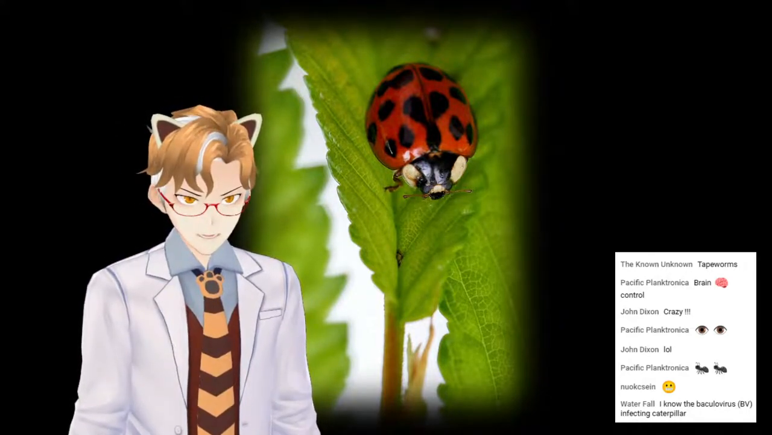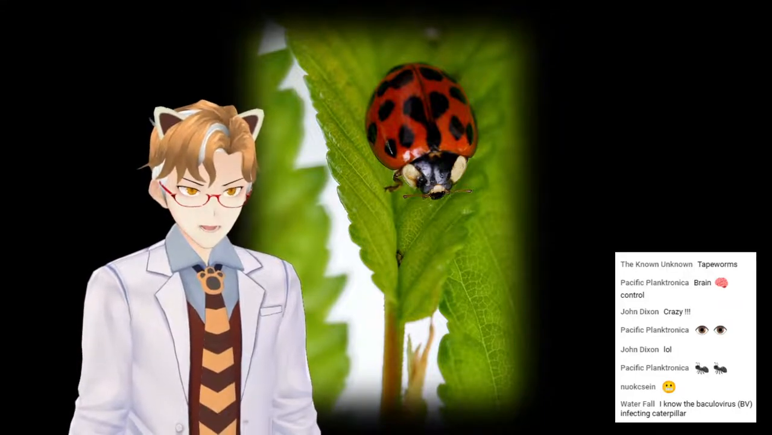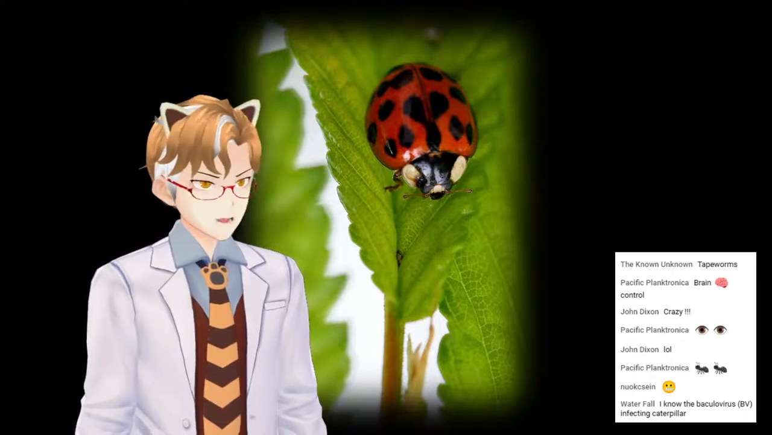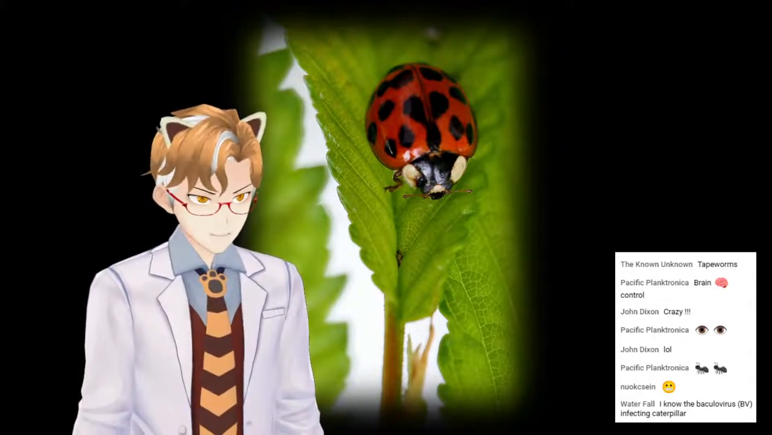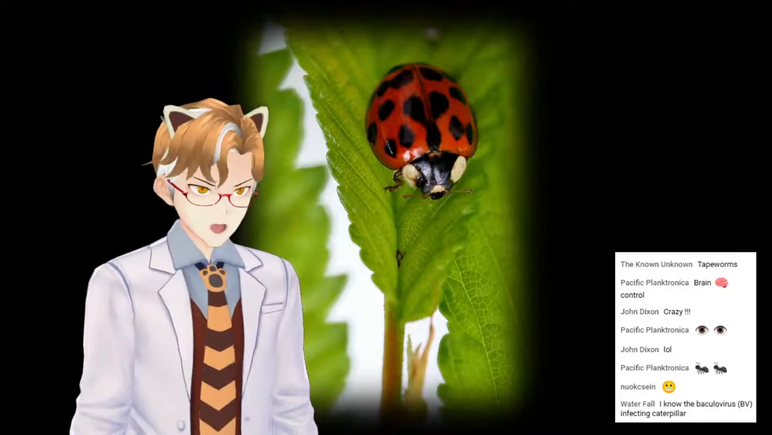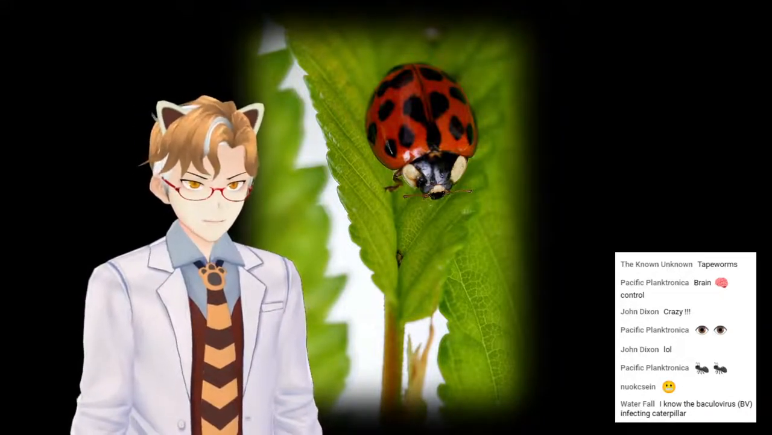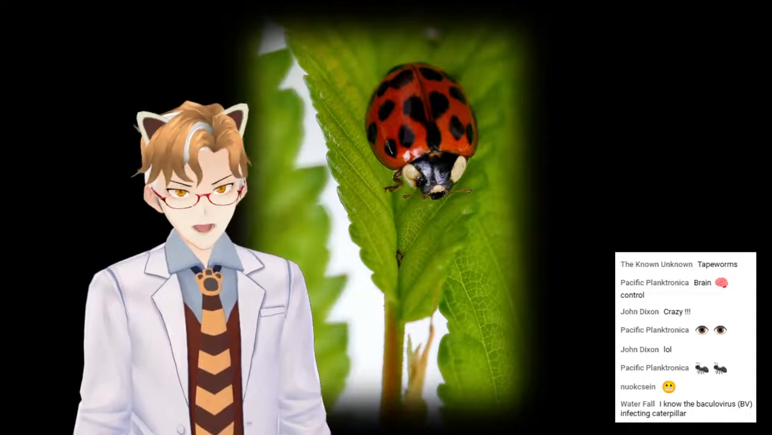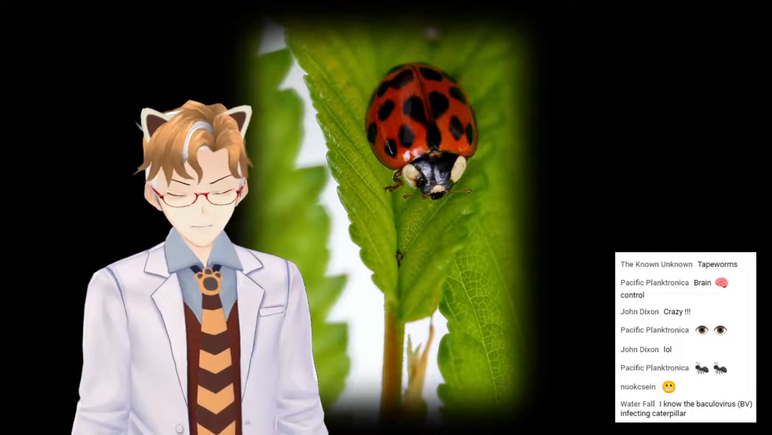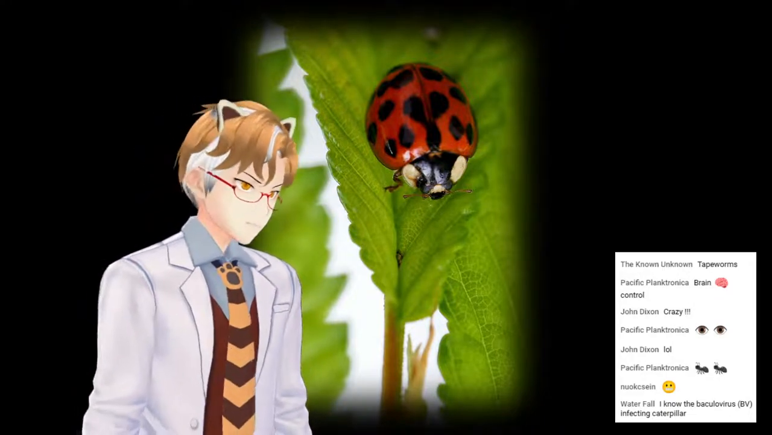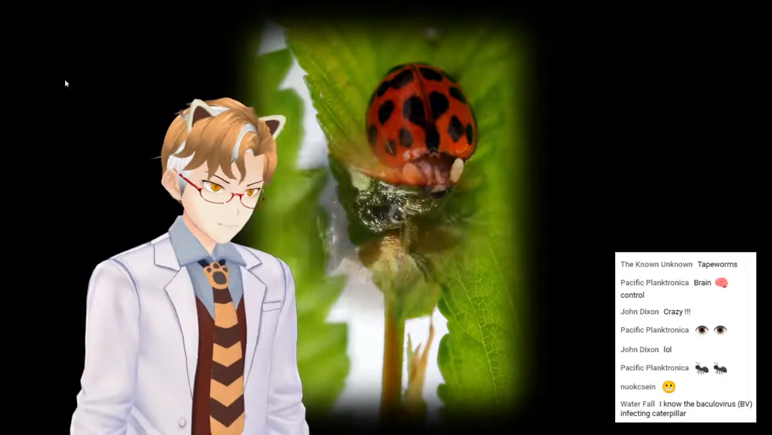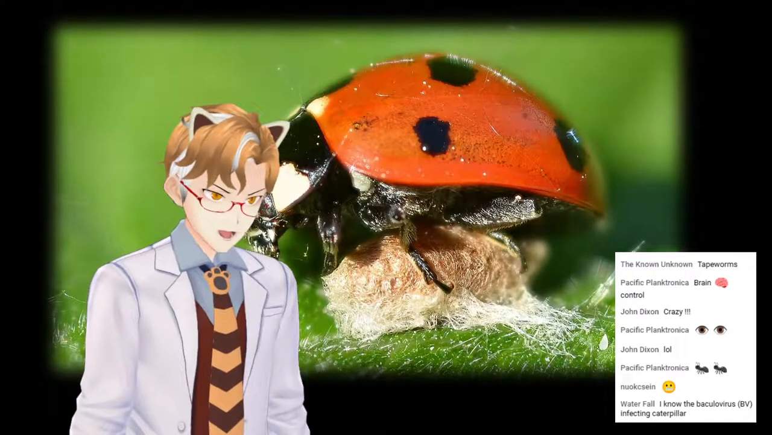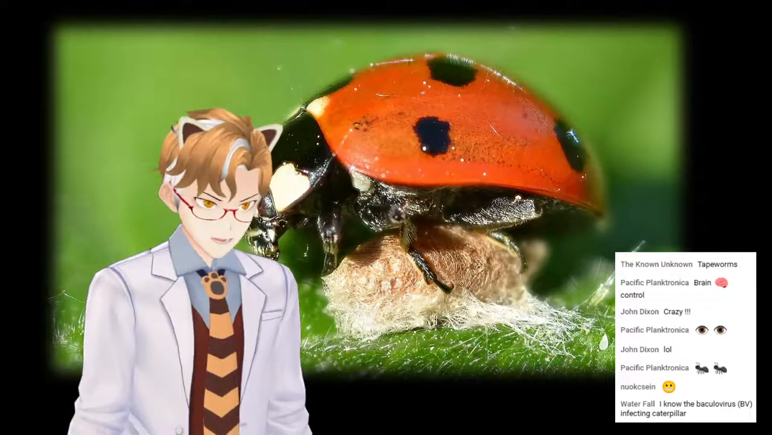But when the larva hatches, it will begin to eat the ladybug from the inside out, and over the course of about 3 weeks, the larva will continue to grow, and when eventually it's ready to emerge from the ladybug, it will paralyze it and then crawl out of the body and form a cocoon under the legs of the ladybug.